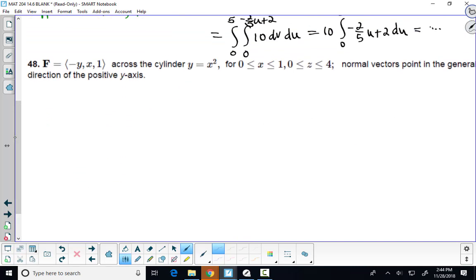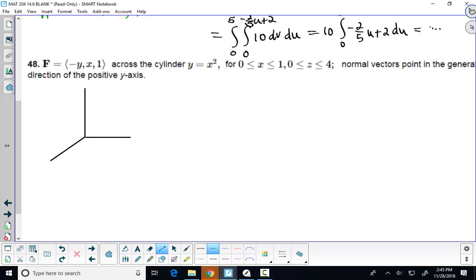So we've got our vector field again. We have a cylinder, not a right circular cylinder, but a parabolic cylinder, a trough thing. And then x is coming from 0 to 1, z is coming from 0 to 4. And they give us an orientation. They say the normal vectors are pointing in the general direction of the positive y-axis. So let's see if we can get a sketch at least so that we kind of know what's happening.